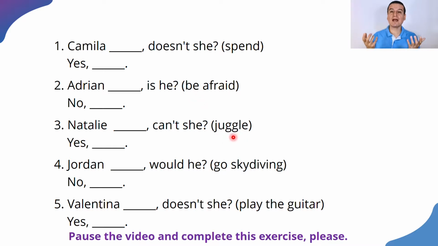Juggle is when you have 2 or 3 objects in your hands and you throw them into the air and you have to catch them and play with them. You can also juggle activities if you're doing homework while helping your mom and cleaning your room and talking on the phone. You are juggling 3 activities or more. All right, go skydiving, jump from an airplane, that is unusual. Play the guitar, that is the easiest, I think.